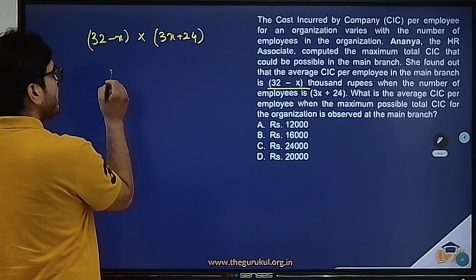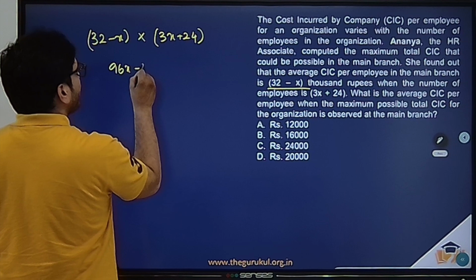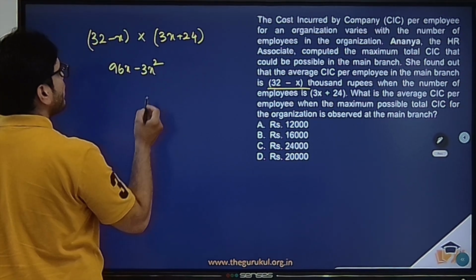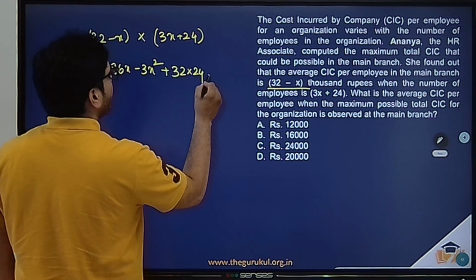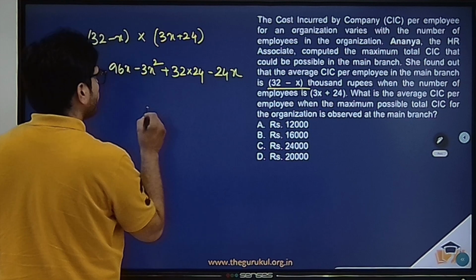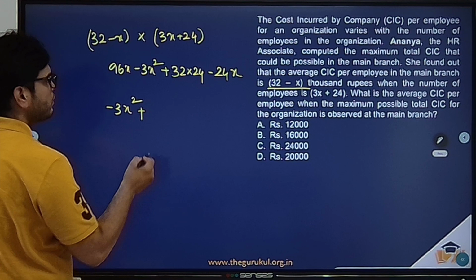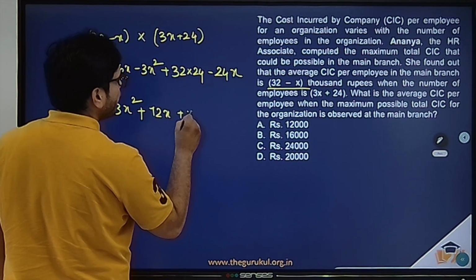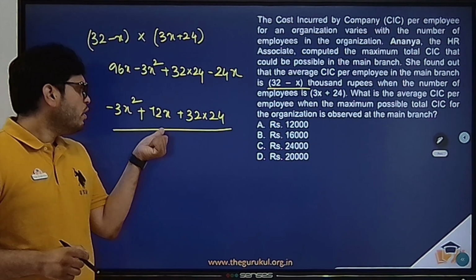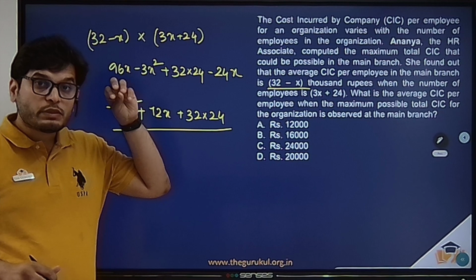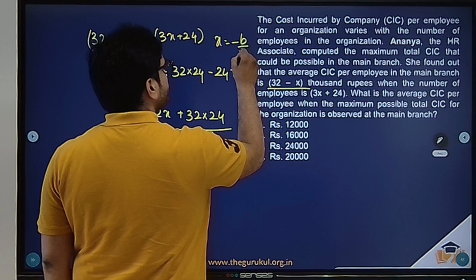Now, if I expand this, you'll have 32 into 3x, 96x, minus 3x square, plus 32 into 24, minus 24x. So, this is nothing but minus 3x square plus 72x plus 32 into 24. Now this is in the form of ax square plus bx plus c, and the maximum value of that would be when x is equal to minus b by 2a.